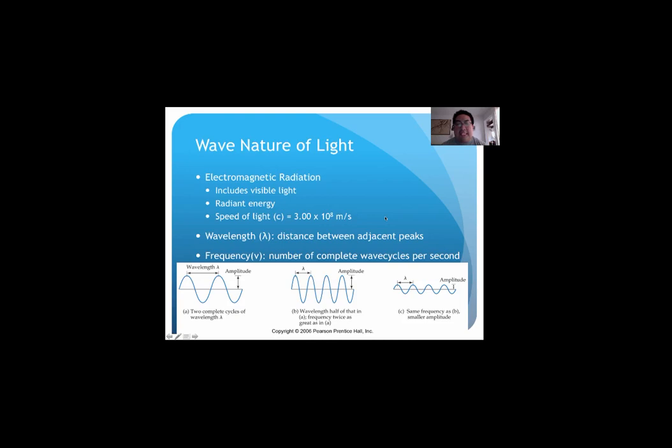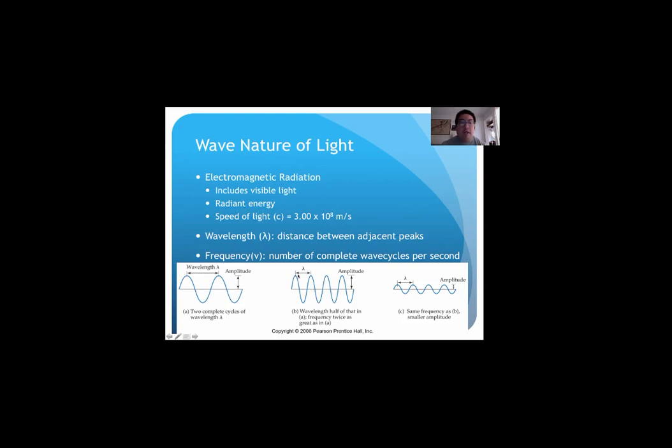Remember, wavelength is the distance between peaks, and frequency is the number of wave cycles per second. If you look here on this example figure below, we can see that wavelength is from peak to peak, and amplitude, which we really didn't talk about much in class, but it's just basically half of the height of the wave.